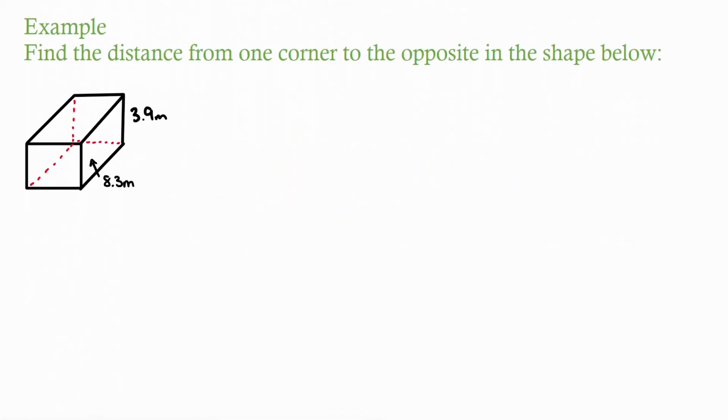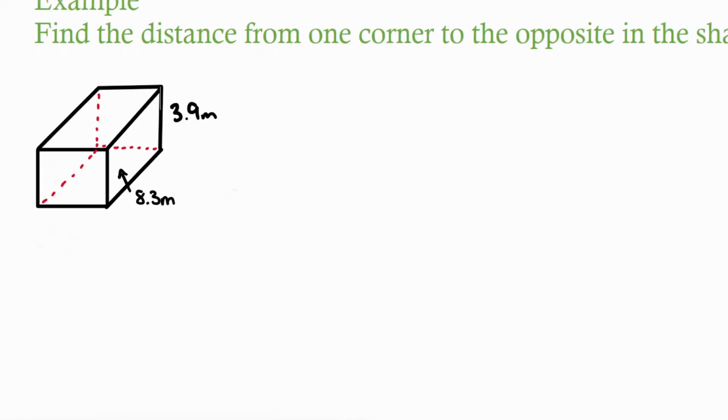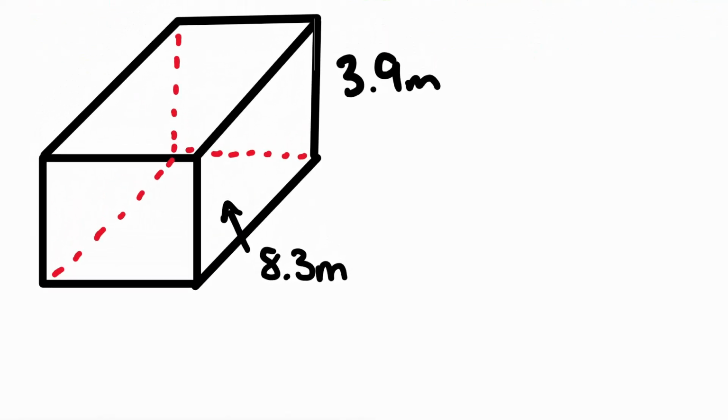So here we have a shape. We need to find the distance from one corner to the opposite in the shape below. So what that means is, if I zoom in here, I want to find the distance from up here down to here. Okay, so I can draw a line going there. Now, that at the moment doesn't really help, but I can make a triangle. Now, it's going to be hard to visualize it, but I'm going to do it anyway and hopefully you'll see.